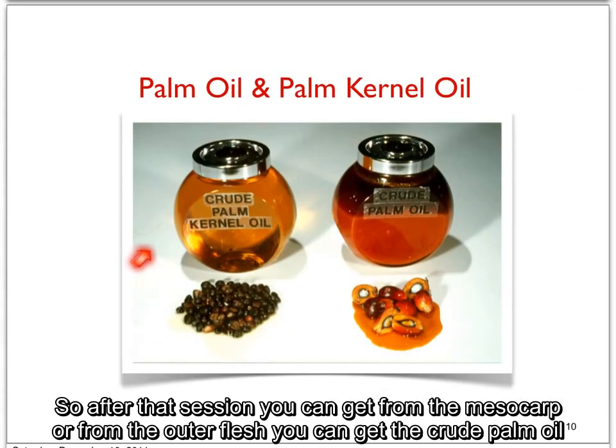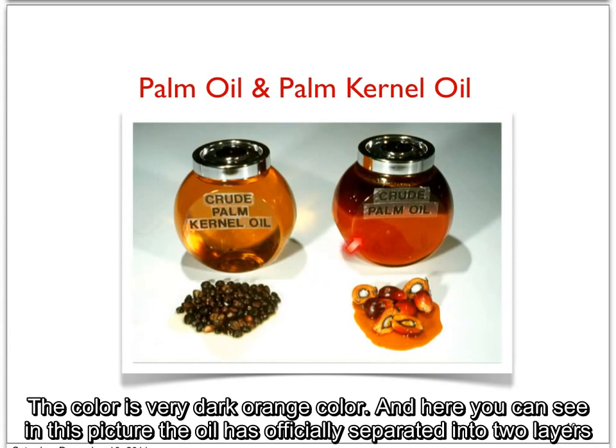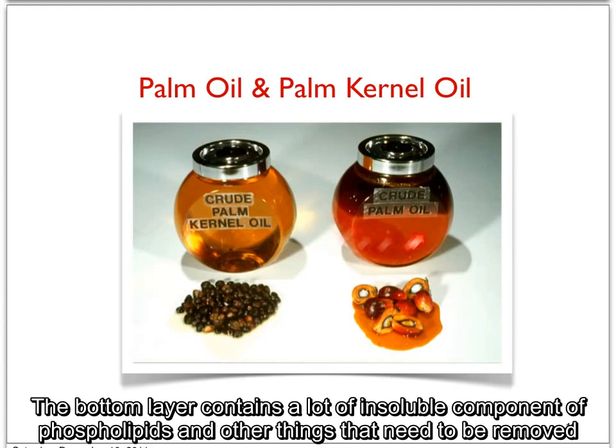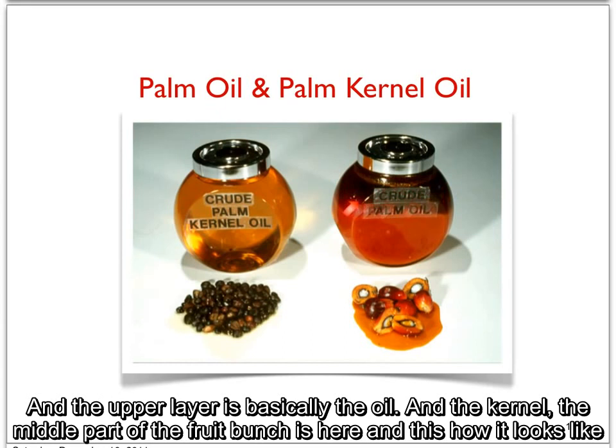So after the extraction, from the mesocarp, or the outer flesh, we can get the crude palm oil. The color is a very dark orange, and here you can see in this picture the oil has actually separated into two layers. The bottom layer contains a lot of insoluble components or phospholipids and other things that need to be removed, and the upper layer is basically the oil.